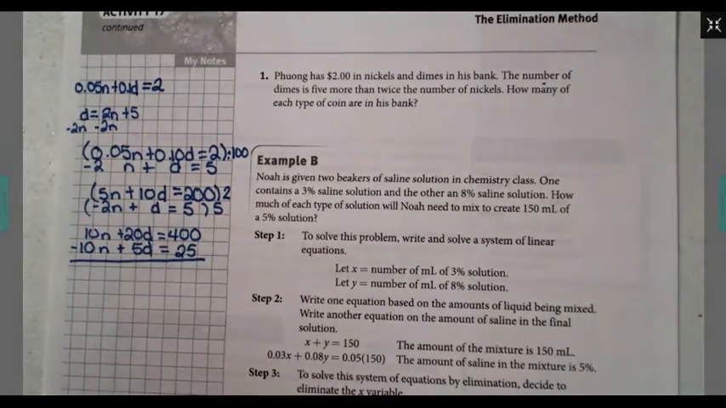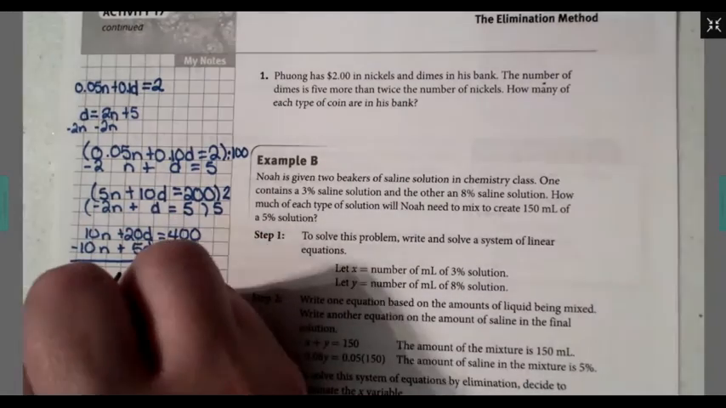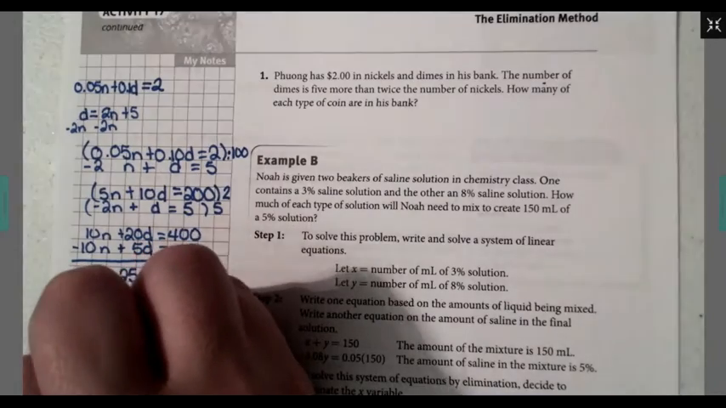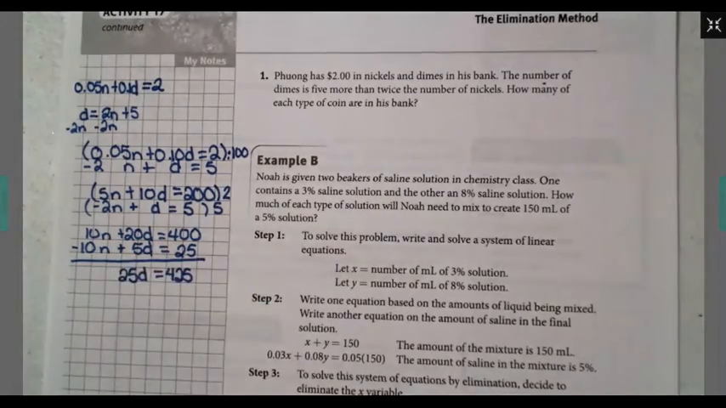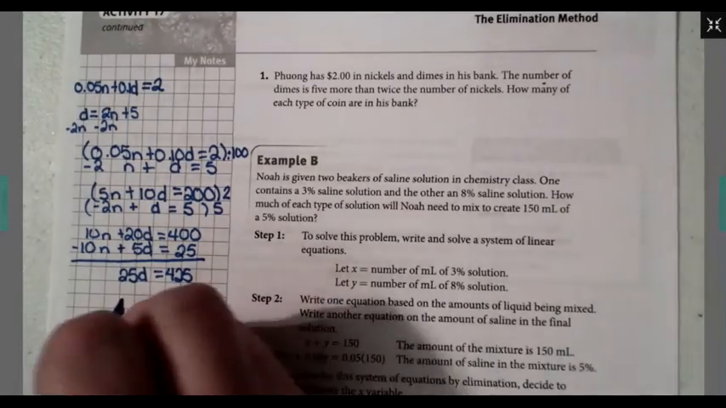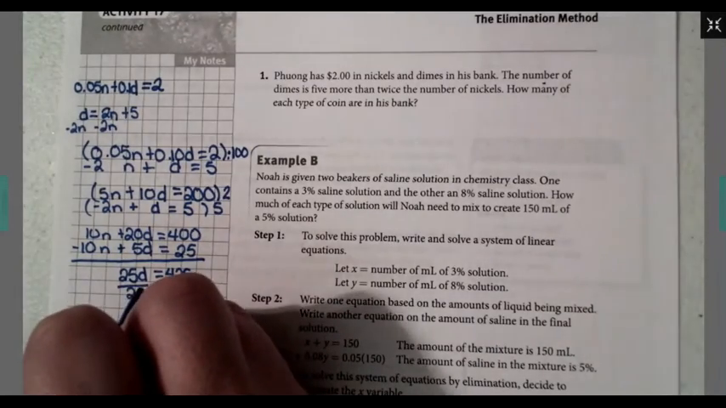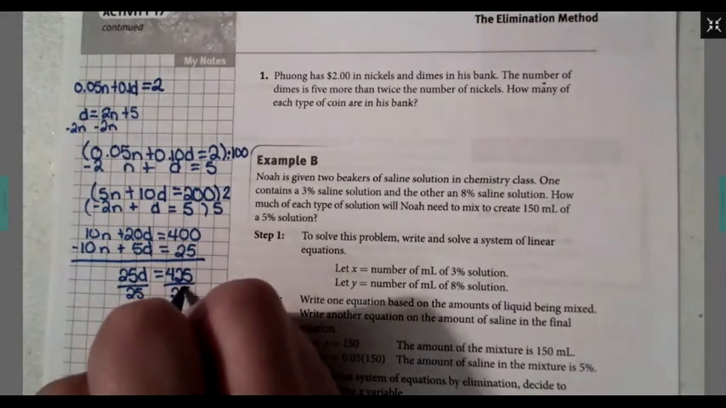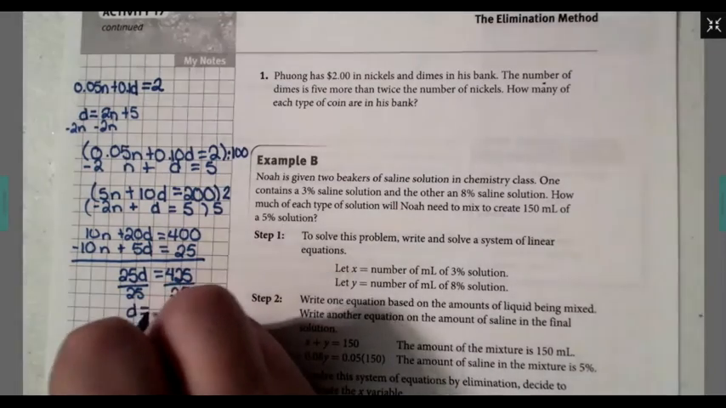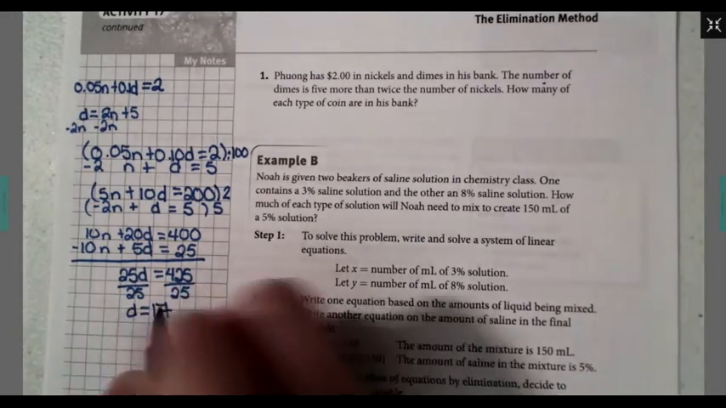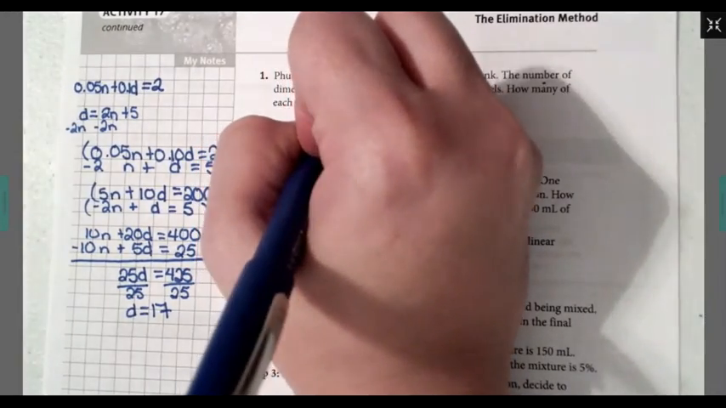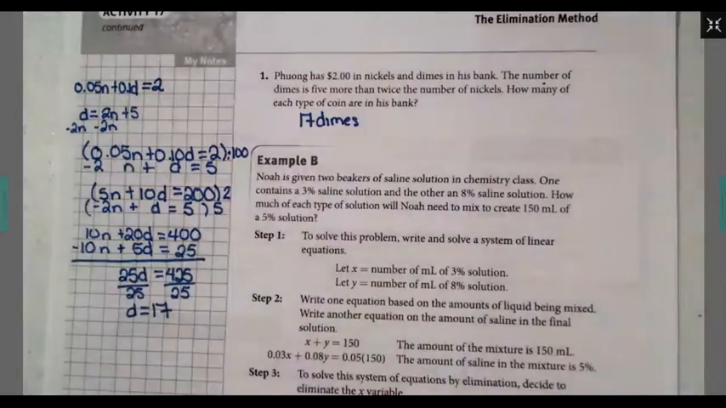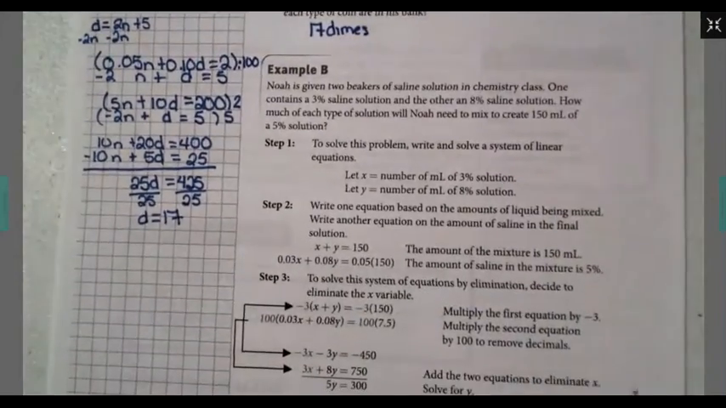We're going to add our equations together. So I have 25d equals 425. We need to divide by 25, right? So the number of dimes we have is 17. So I've got 17 dimes. Let's find out about our nickels now.